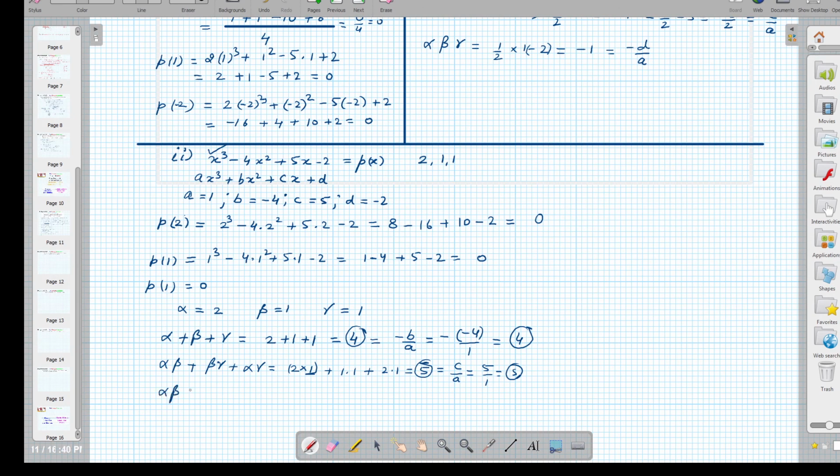Now the product of alpha, beta, gamma will be 2 into 1 into 1. So that comes out to be 2. And by formula, it is minus D by A. So minus D, that is minus, the value of D here is minus 2. So it will be minus of minus 2 divided by 1. So value comes out to be 2. So this value and this value is same. So this is the solution and verification of the polynomial having degree 3.